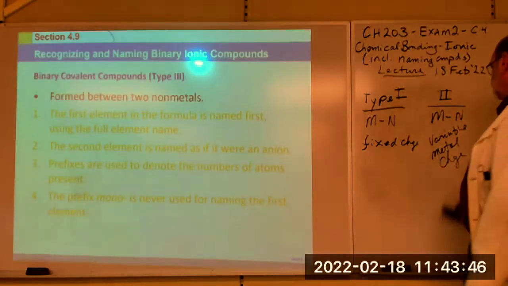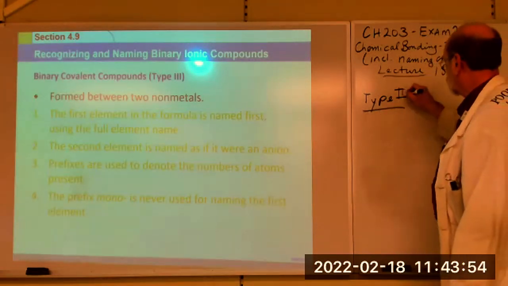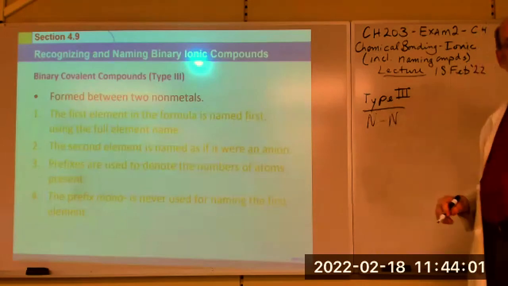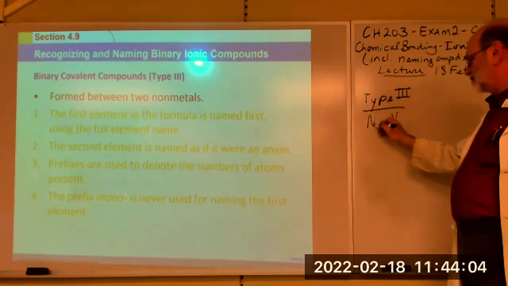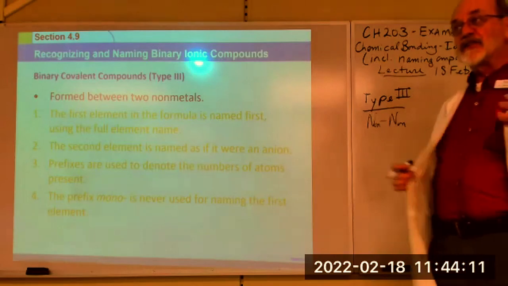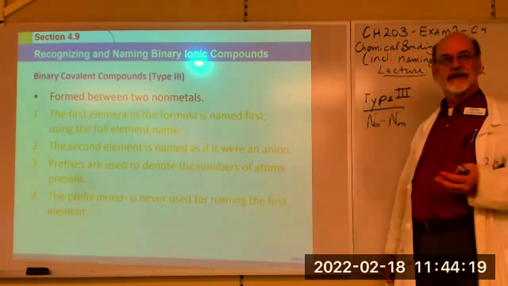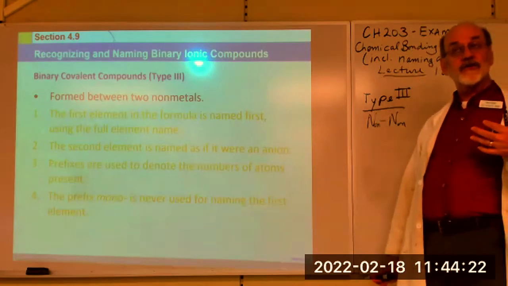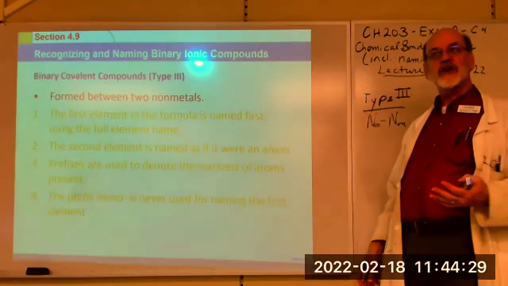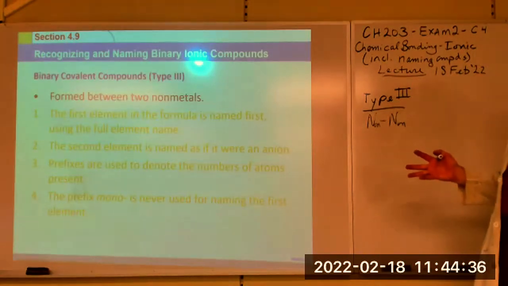Okay, type 3. Let's see. We'll make a 3 here. Type 3s are between nonmetals and nonmetals. Non-non. By definition, two nonmetals together can't make ions, because who's going to get the electrons? The nonmetals tend to attract electrons to themselves. So if they're both attracting electrons, they meet somewhere in the middle. So you get a covalent bond. They share electrons. But we're going to use what we've learned from type 1 and type 2 to name binary nonmetal type 3 compounds.